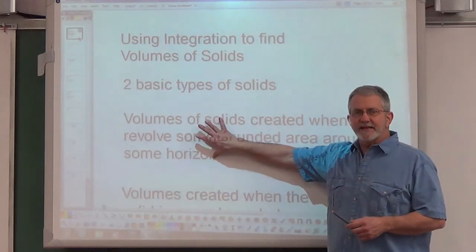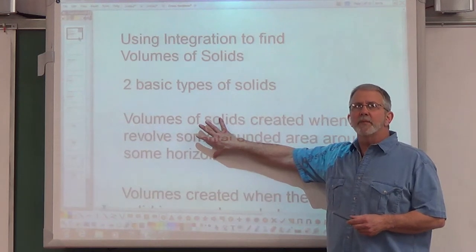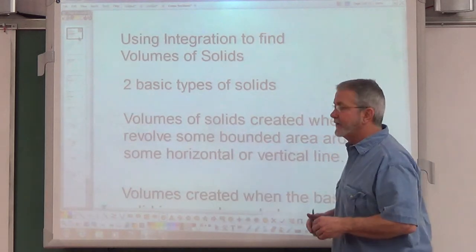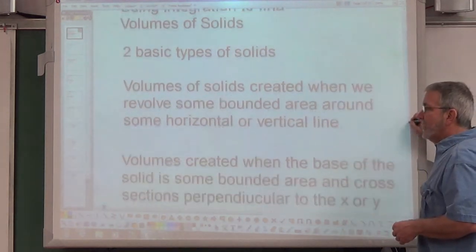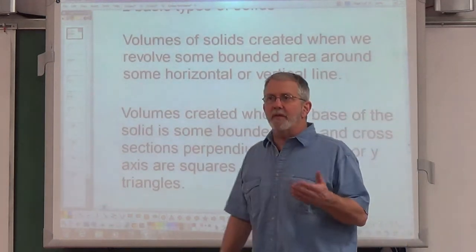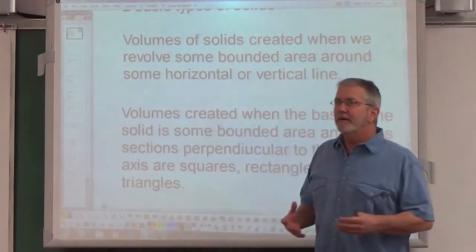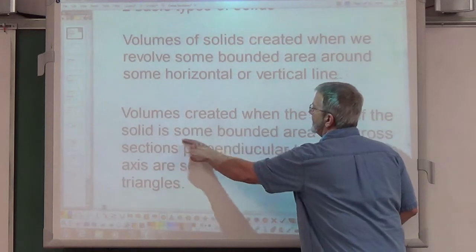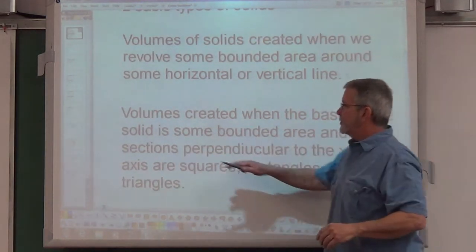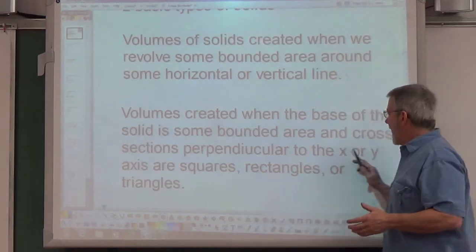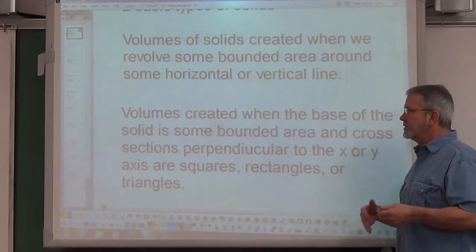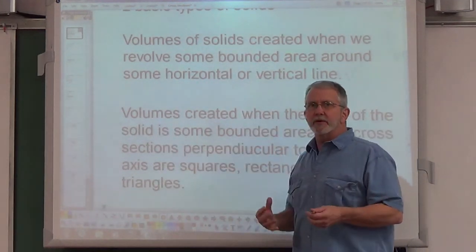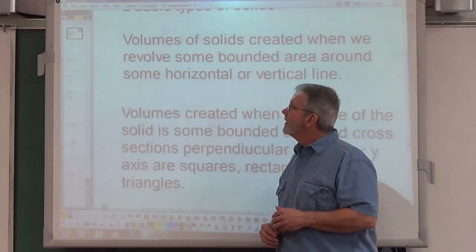Ten years ago on the AP test, almost all of the problems were about revolving some area and finding the volume of that solid. In the past few years, you've seen more and more volumes created when you have the base of the solid in some bounded area and the cross sections perpendicular to the x or y axes are squares, rectangles, or triangles. So these are the two basic types of volumes that we're going to use calculus to find the volume of.